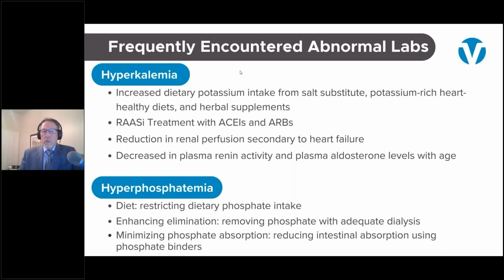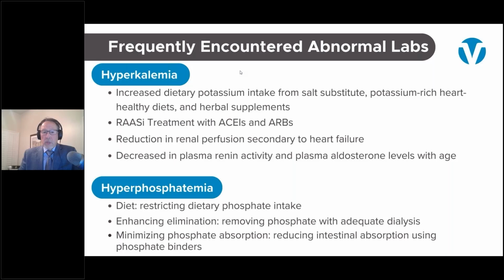For hyperkalemia, treatment with ACEs and ARBs definitely can increase the potassium levels. If they have some underlying heart failure, decreased perfusion adds to that. And of course, just overall decrease in renin activity is a contributor. So the potassium intake is the major controlling factor in this regard.